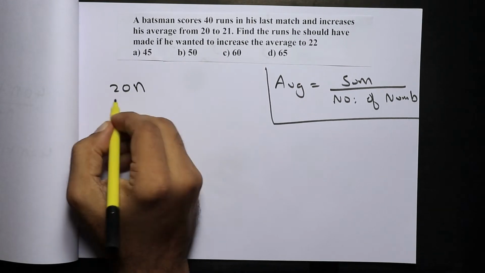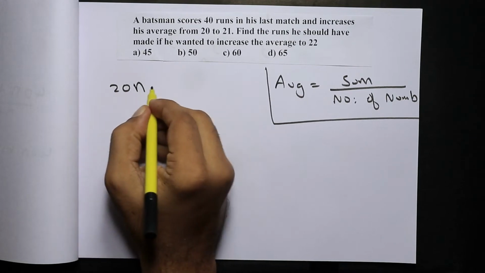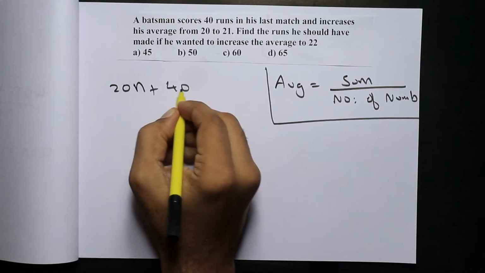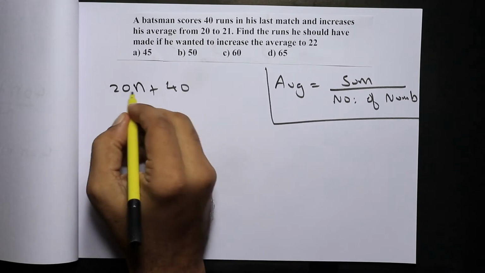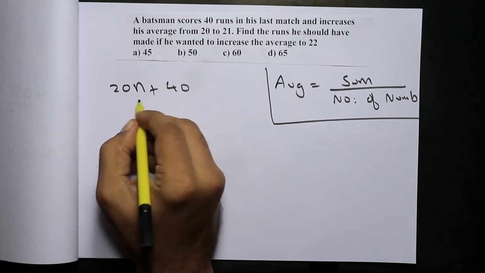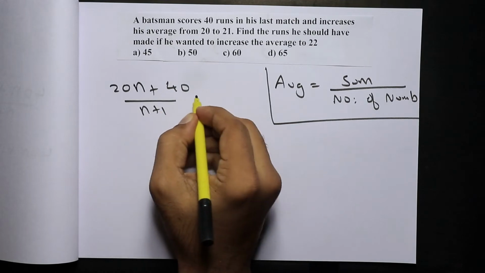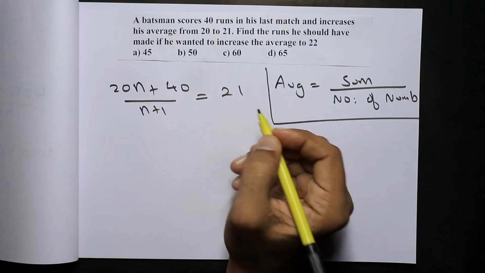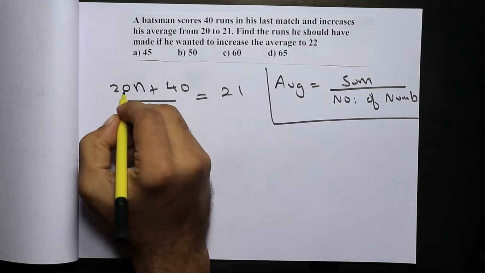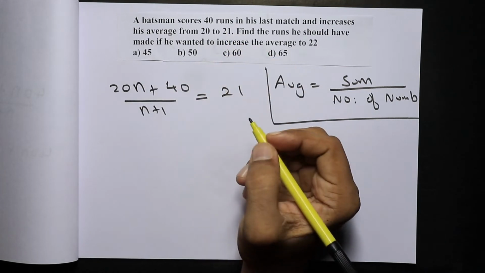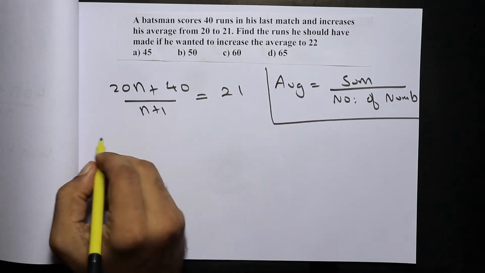So this is the total sum in the first n matches, and then he made 40 runs in his next match. So the total number of matches is n plus 1. So total runs by number of matches n plus 1, and this average is now 21. Earlier it was 20, now it has increased to 21. So let us solve.